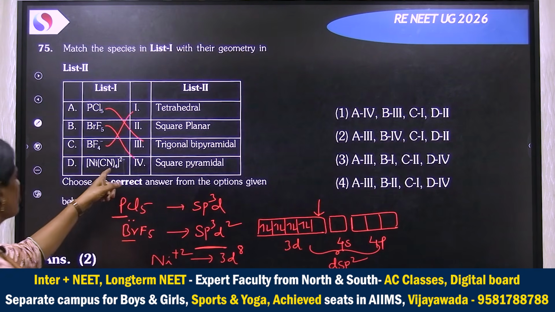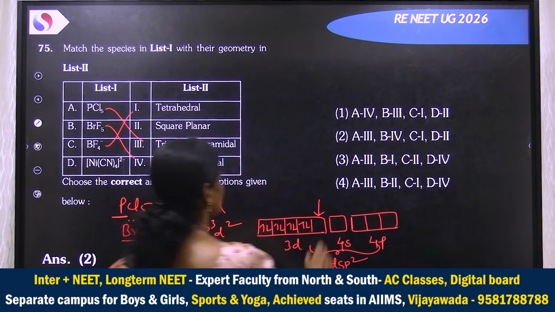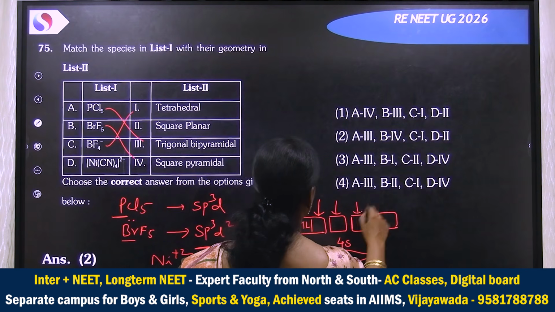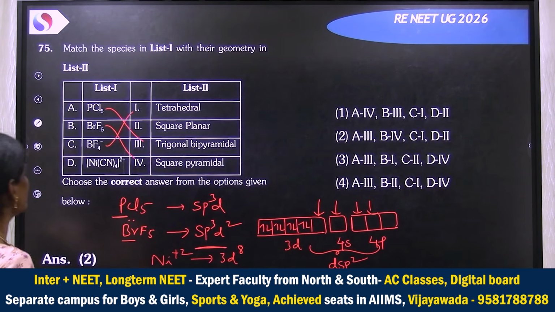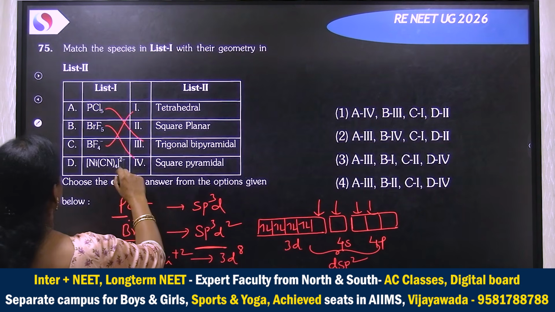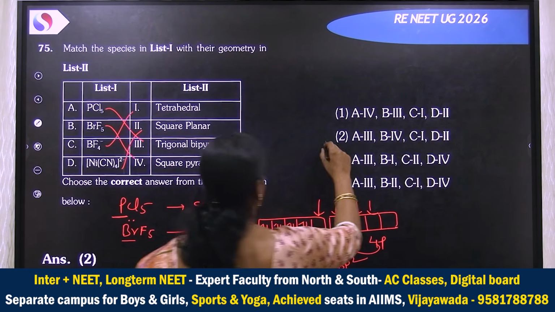the 4 cyano ligands donate electron pairs, 4 electron pairs, and form a square planar complex. So the shape of this complex is square planar. So the correct option is A3, B4, C1, D2. So the second option is correct.